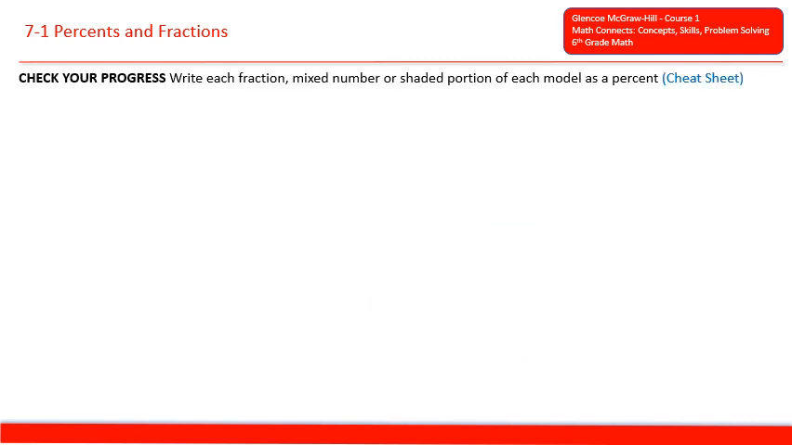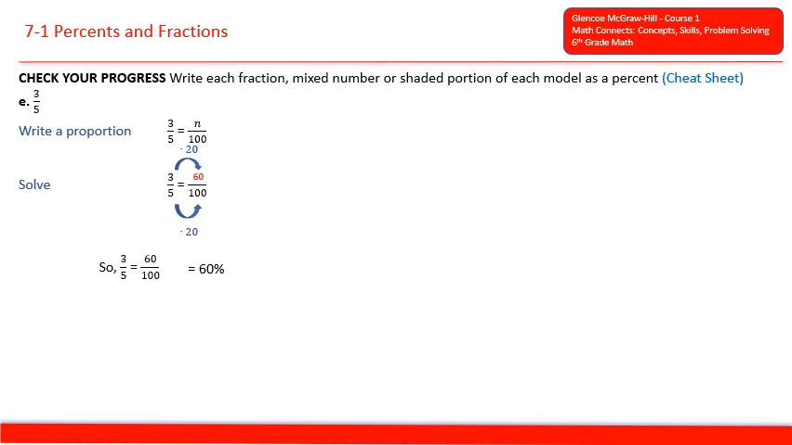Check your progress. Write each fraction, mixed number, or shaded portion of each model as a percent. 3/5. We're going to write a proportion. So we get 3/5 equals n over 100. And now to solve, how many times will 5 go into 100? That's 20. So we're going to multiply 3 times 20 as well, and we get 60 over 100. So 3/5 equals 60 over 100, or 60%.